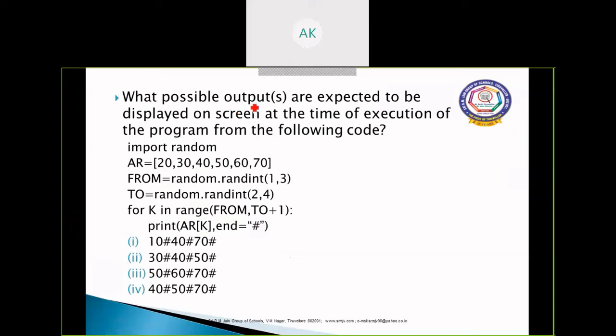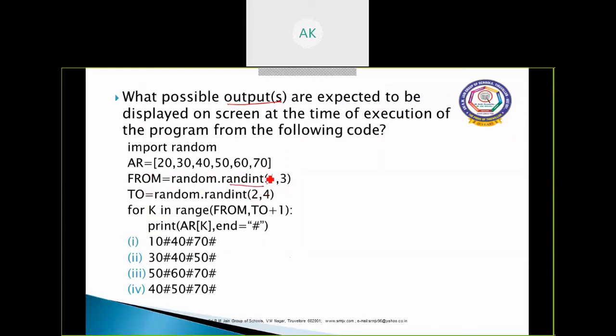Now one more problem, right? What are the possible outputs expected to be displayed on the screen at the time of execution of the program from the following code? Import random, AR equal to 20, 30, 40, 50, 60 and 70. We have created a list, and From equal to random dot randint of 1, 3.